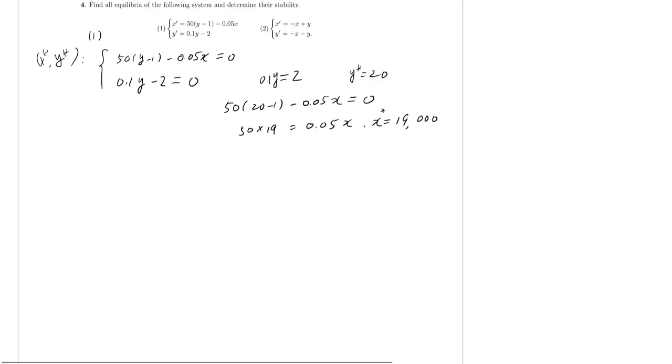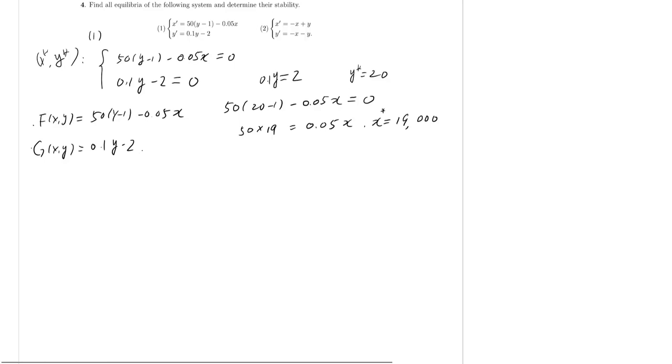So that's our equilibrium. We have two components. Now let's look at stability. To do stability, we need to find the Jacobian of this dynamical system or the function on the right hand side. Usually we say it's vector field. So how do we do that? We have f of x, y is equal to 50y minus 1 minus 0.05x. And we have another function g of x, y is equal to 0.1y minus 2.